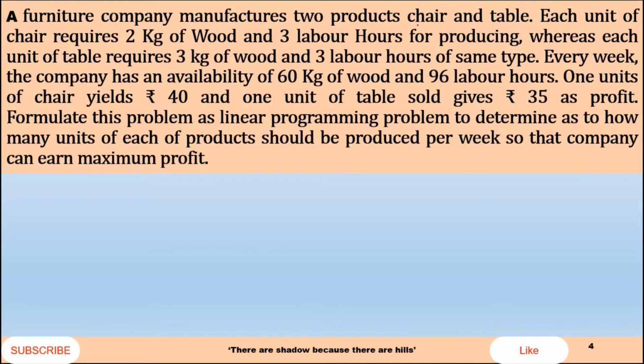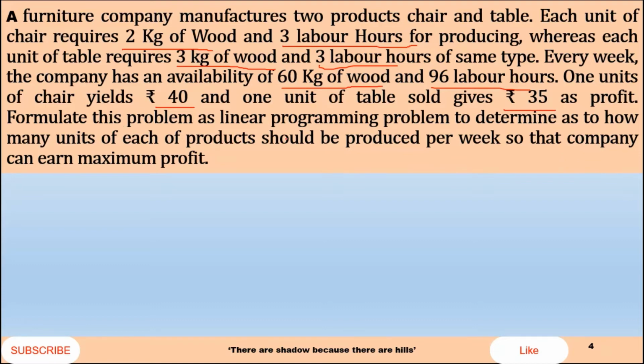A furniture company manufactures two products, chair and table. Each unit of chair requires 2 kg of wood and 3 labor hours for producing. So in order to manufacture 1 unit of chair, it requires 2 kg of wood and 3 labor hours, while 1 unit of table requires 3 kg of wood and 3 labor hours. Every week the company has an availability of 60 kg of wood and 96 labor hours. 1 unit of chair yields 40 rupees profit, while 1 unit of table gives you 35 rupees as profit.